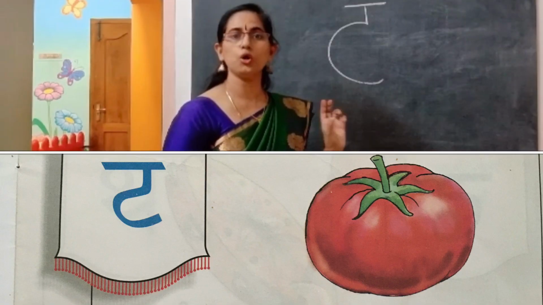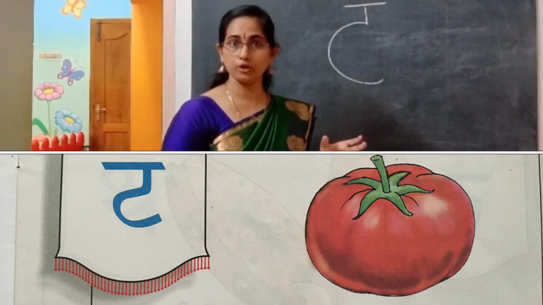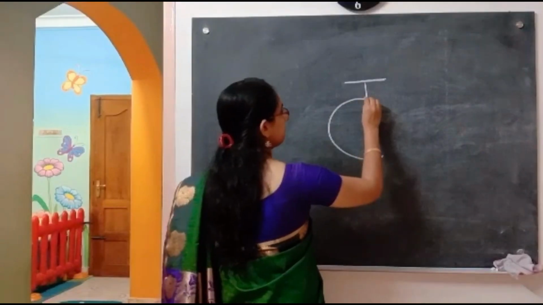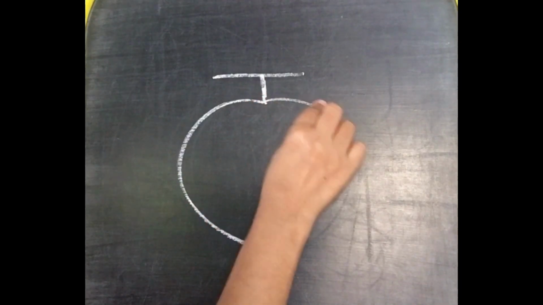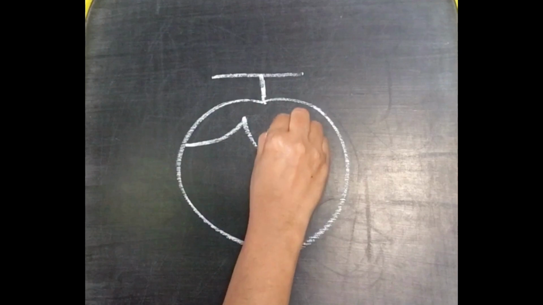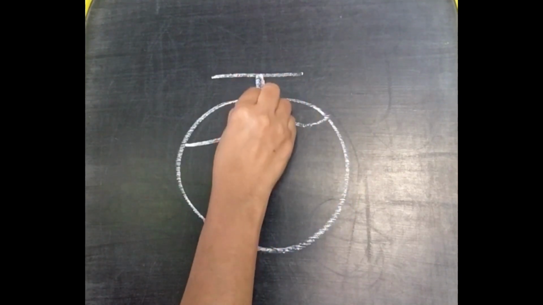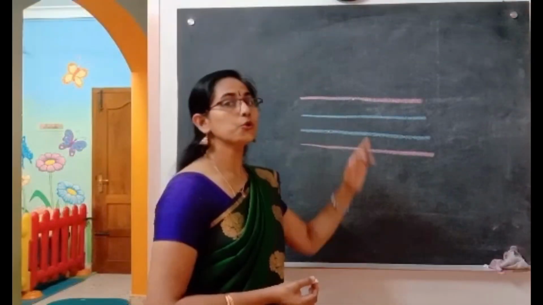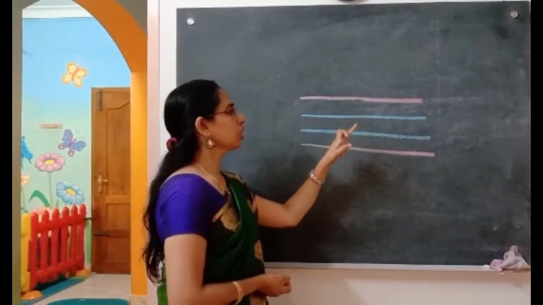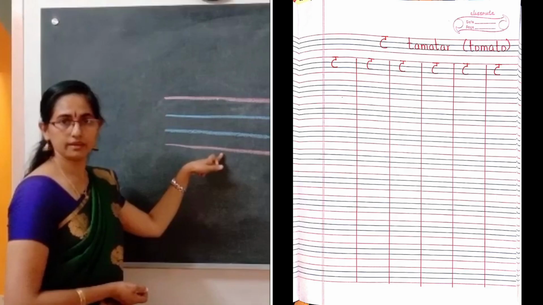Tomato यानी tomato. Okay. Tomato. Ta say tomato. See here. This is tomato, right? This is say tomato. Now look at the board. Red line, blue line, red line, right?